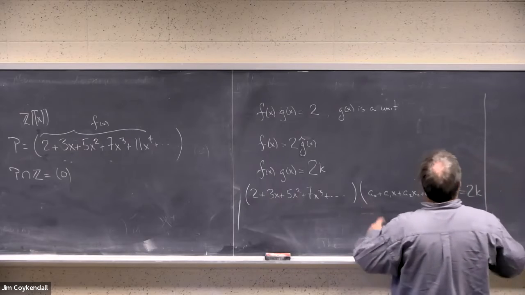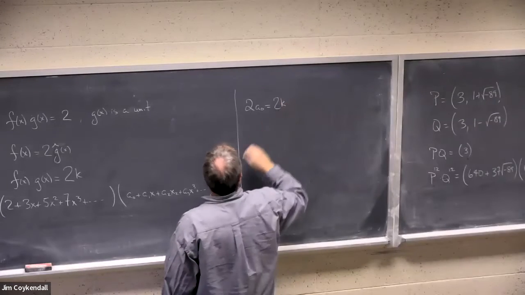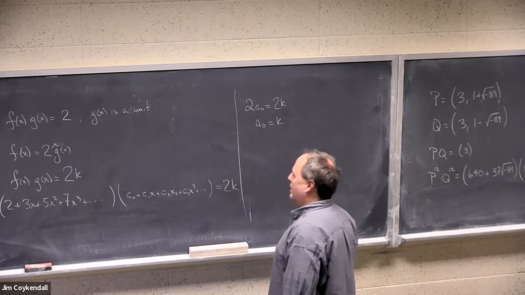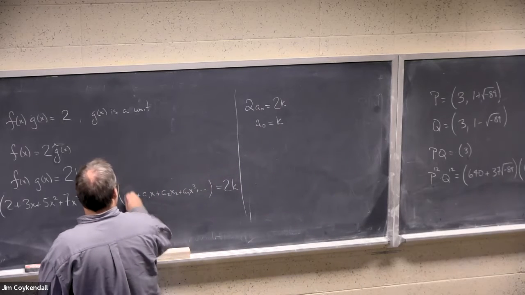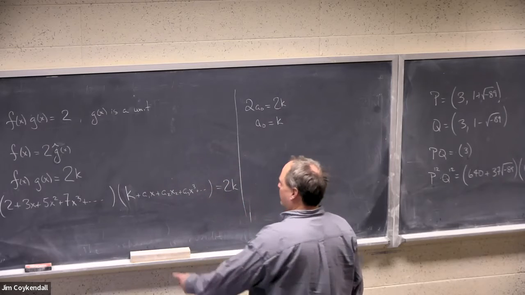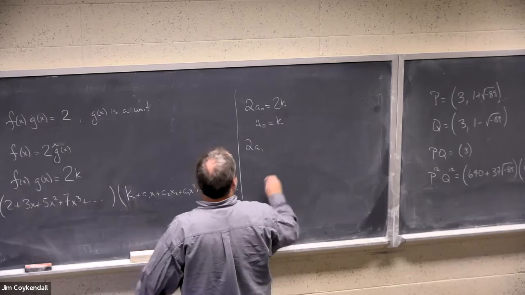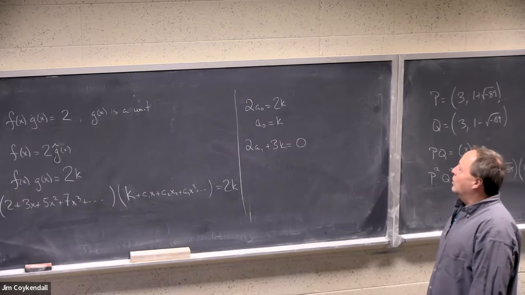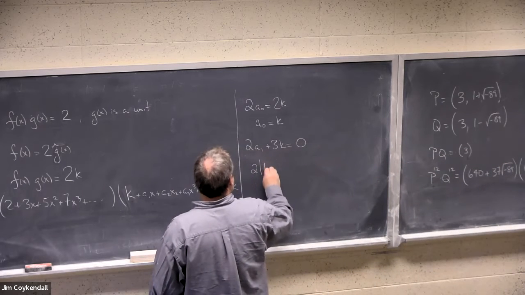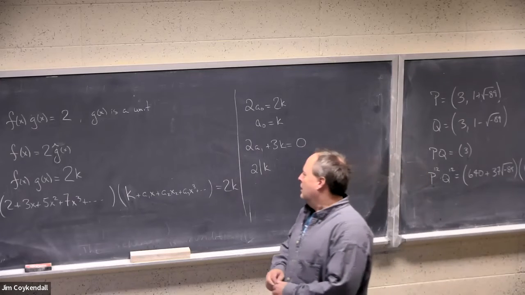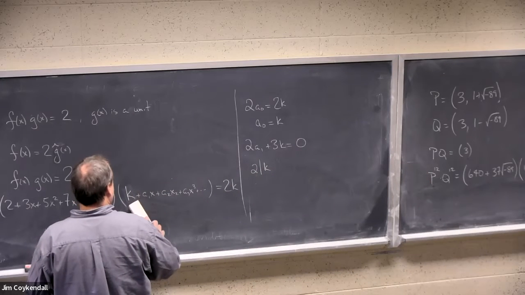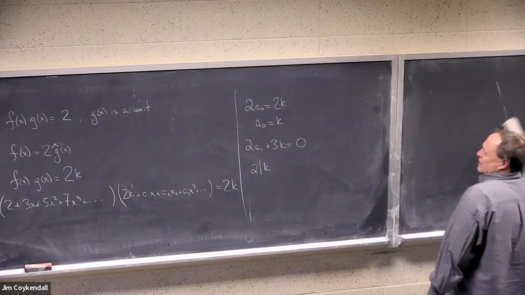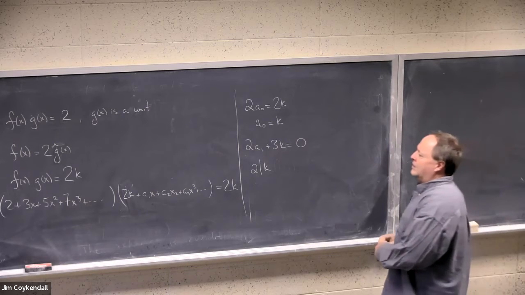But let's see what happens here. This means that 2a0 equals 2k, correct? Has to happen, which means that a0 is k. Well, so now I've got that a little bit better. Let's look at the second coefficient. So now you have 2a1 plus 3k is equal to 0. Right? Which means that 2 divides k. Right? So now I know this is even, so maybe I can call this 2k prime. Or let's look at the next one here.